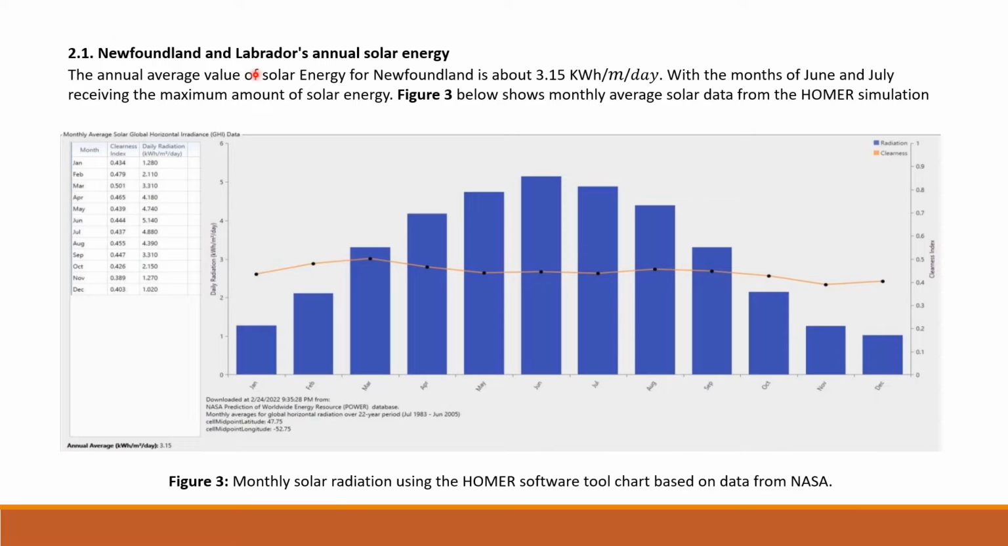In the next part, we calculated Newfoundland and Labrador's annual solar energy. The annual solar energy value is about 3.15 kilowatt hours per square meter per day. This figure shows monthly average solar data from the Homer simulation.